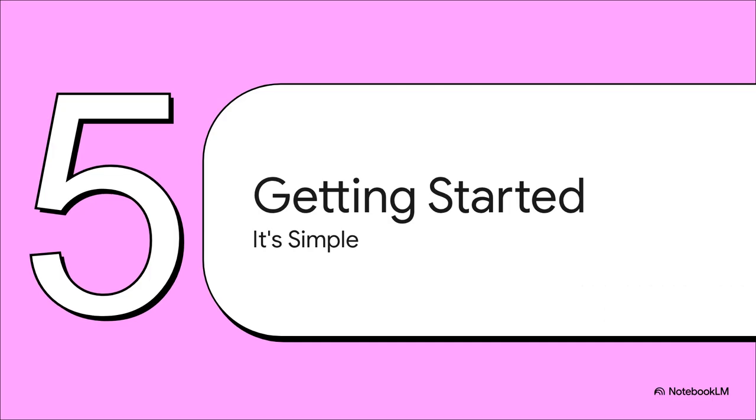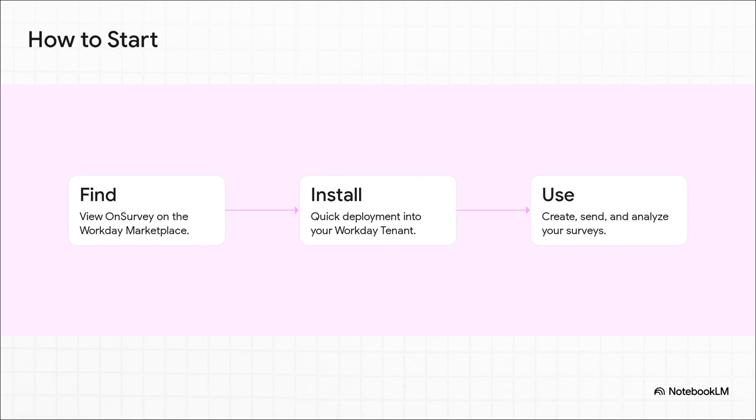Now, after seeing all of that, you might be thinking it sounds powerful, but maybe a little complicated to set up. Well, the last piece of this puzzle is how you get started, and the process is designed to be incredibly straightforward. It's really just 3 steps. You find OnSurvey in the Workday Marketplace. You install it directly into your own Workday tenant, and that's it. You're ready to start creating, sending, and most importantly, analyzing.